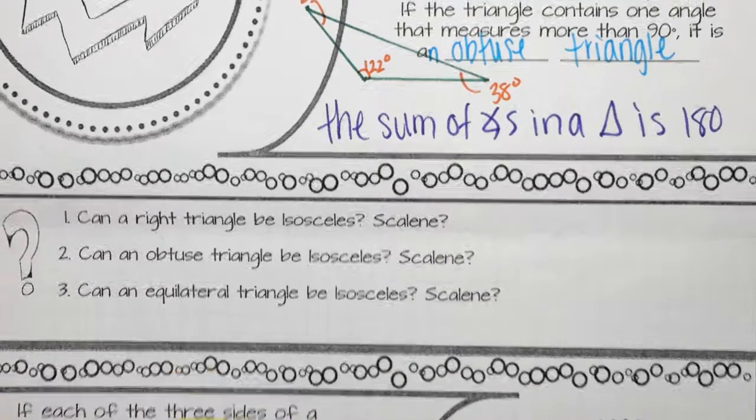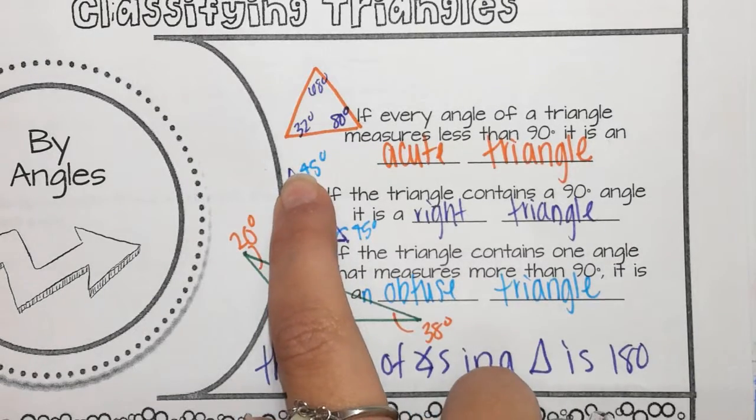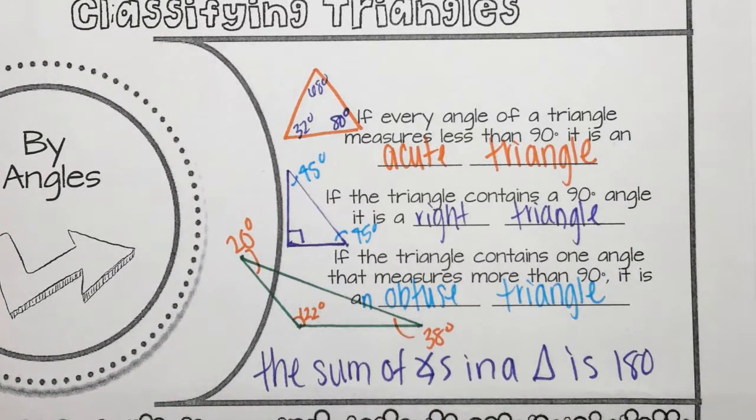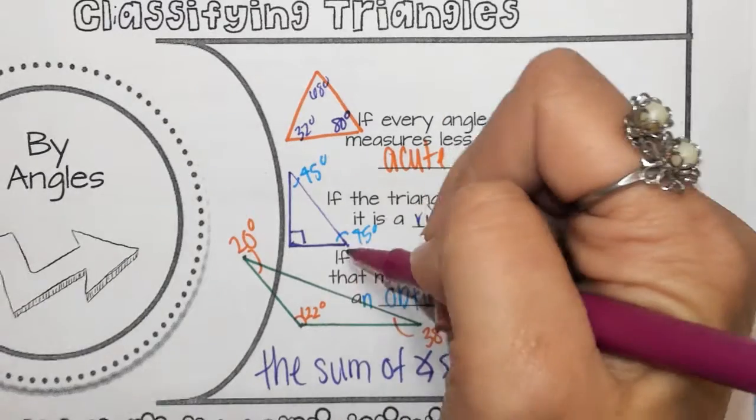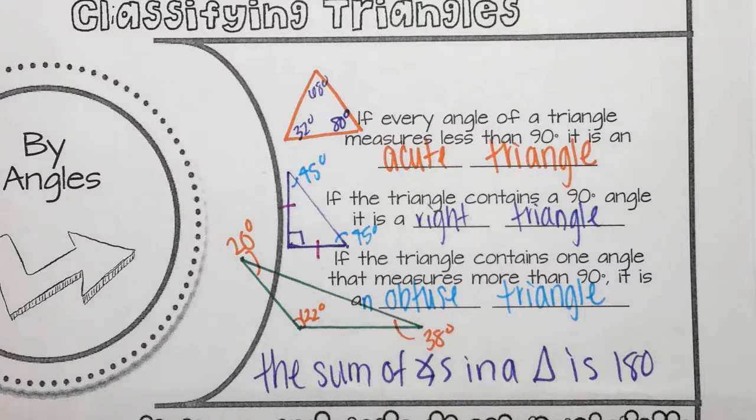Can a right triangle be isosceles? Yes, we just did that up here. We have a 45-degree angle and a 45-degree angle. And the definition of isosceles means that two angles are congruent. So if these two angles are congruent, that means these two sides are congruent. Put a little tick mark right there to show congruency.